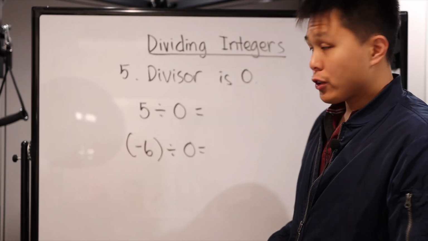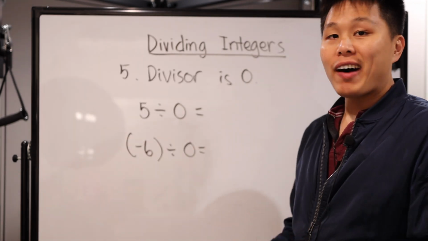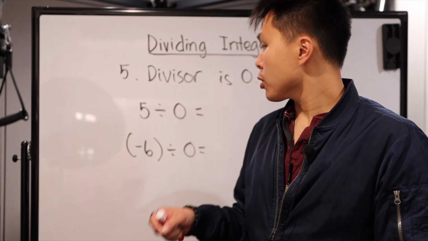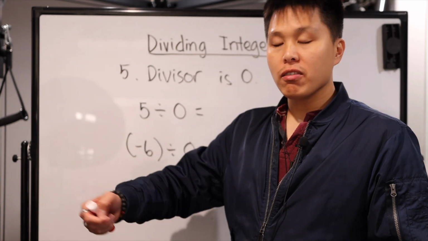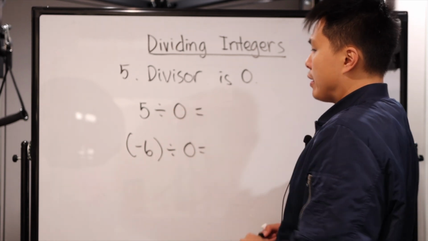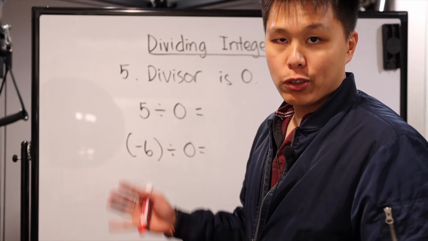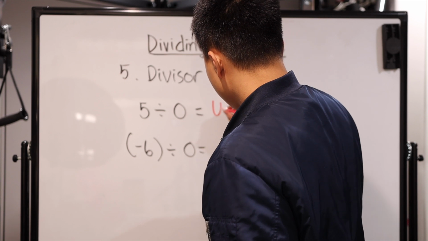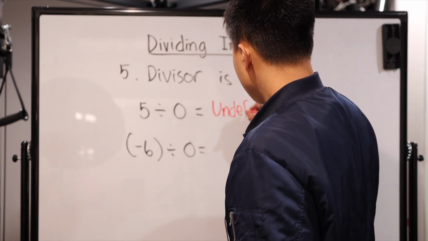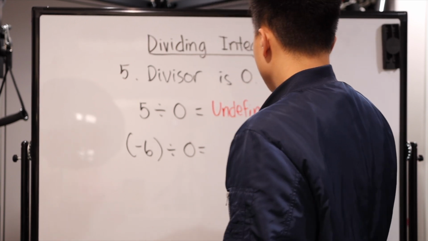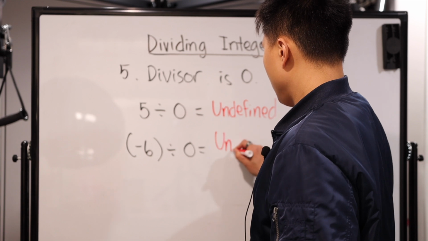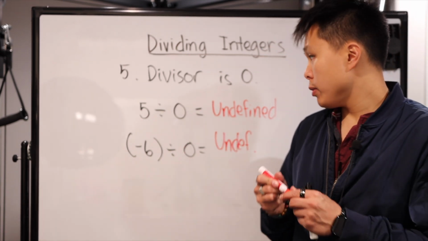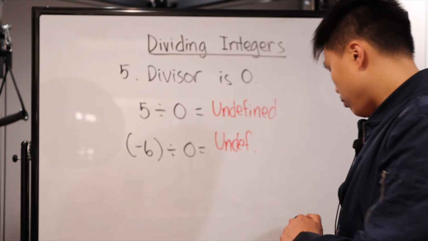Very simple. All right, so our fifth and final case is when the divisor is 0. Basically, it doesn't matter what the front number, the top number, is. That number is being divided by 0. So 5 divided by 0 or -6 divided by 0 doesn't matter. The answer is actually always undefined. Undefined. And some people just write "undef" and so on and so forth, right? Shorthand because we're lazy. But basically it is undefined all the way.